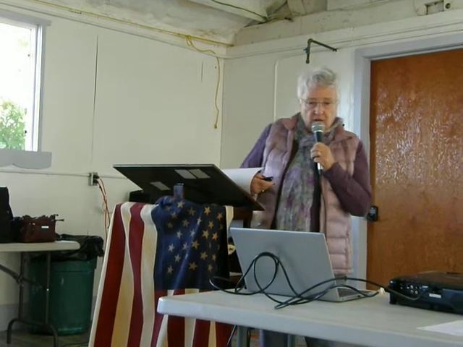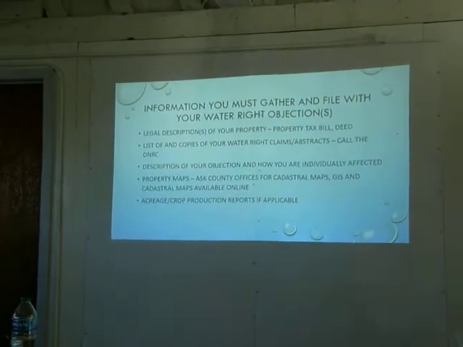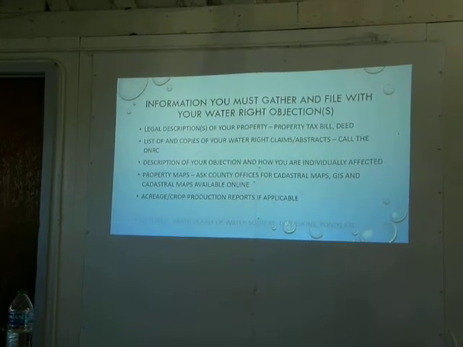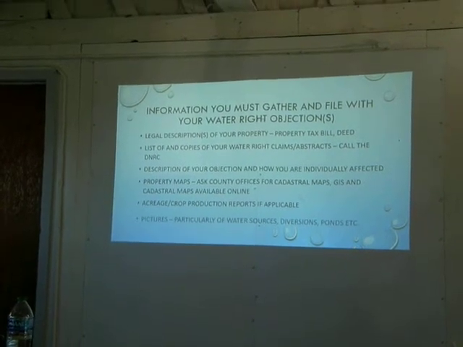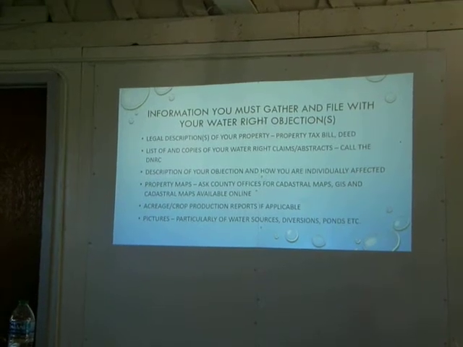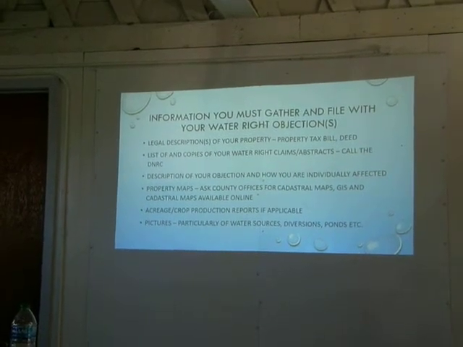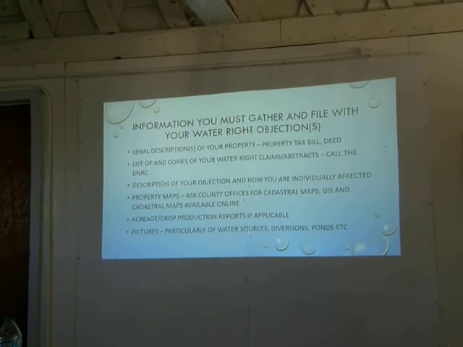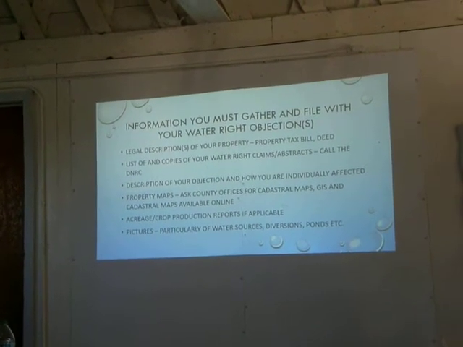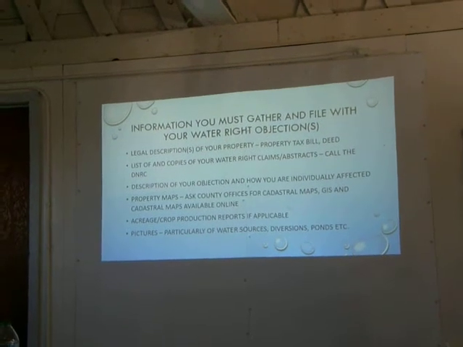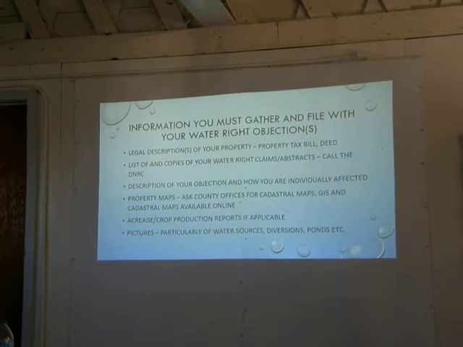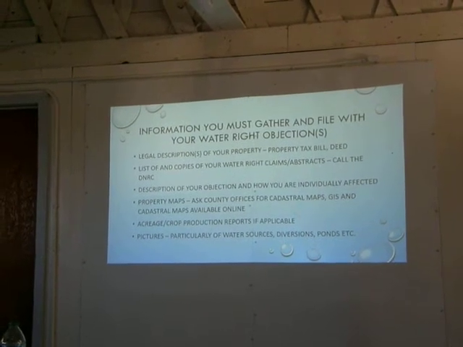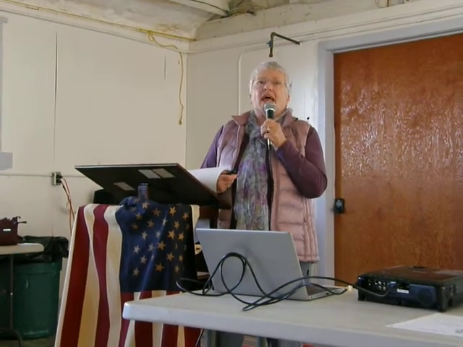Another thing you're going to want to include is your acreage or crop production report, if applicable. That's important because that's how you use your water. If you can provide pictures, particularly of water sources or diversions, ponds, the water that you think is going to be harmed by this compact, include pictures. Pictures are cheap now, and you can get copies at Walgreens, Walmart for a few pennies. So if you're digital, run out with your camera, take pictures of everything.